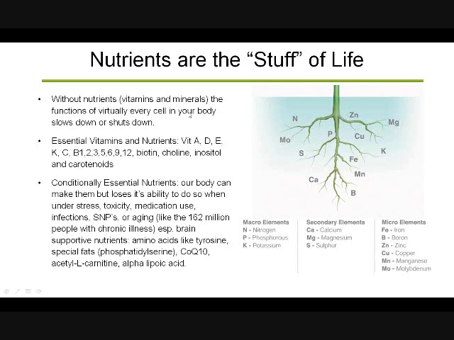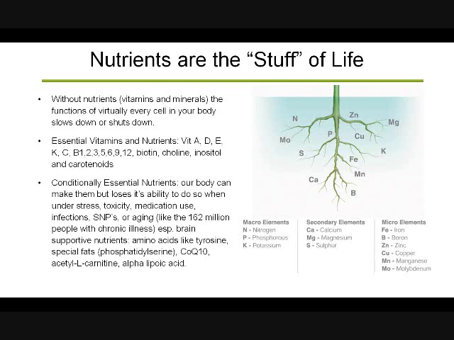So without nutrients, the functions of virtually every cell in your body shuts down, and we'll talk about that in great depth. The essential vitamins and nutrients that we cannot form in our body itself. Like, for instance, we have to take vitamin C in. Our bodies cannot produce vitamin C, whereas animals can. Dogs can make their own vitamin C. So they don't need to take in vitamin C, but we can't.